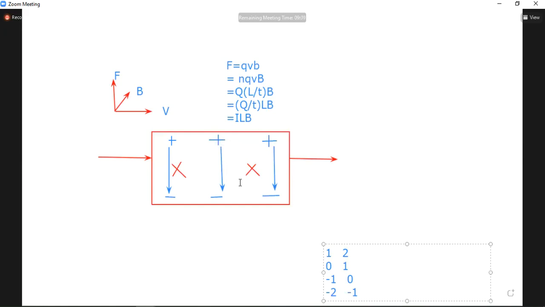Why? Sir, because some force must be acting on them. Force is acting. Magnetic force is acting on them, and it is deflecting them in the downward direction. But all electrons cannot go in the downward direction. Why? What could happen? What is the simple answer you have?